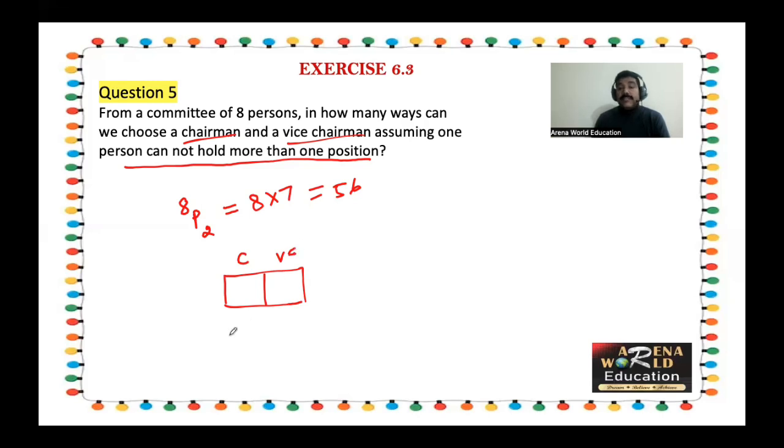And using the previous method, the places or box method, right guys? Suppose this is chairman and this is vice chairman. We have two positions. The chairman position can be filled by any of the 8 persons. Now that person cannot be vice chairman, so for vice chairman, 7 options are there. By the principle of multiplication, it will be 8 into 7, 56, right? In this way you can solve question number 5.